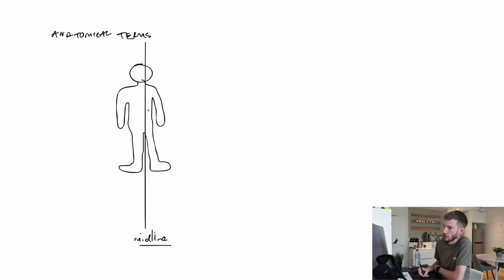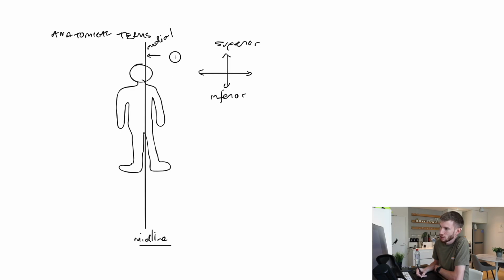From there then, we've also got superior and inferior, meaning higher and lower, fancy ways to say that. We can maybe make an axis like this. And then we've also got left and right, that doesn't change. But if we're closer to the midline, then we call it medial. And if we're closer to the outside, then we call it lateral. So medial and lateral.